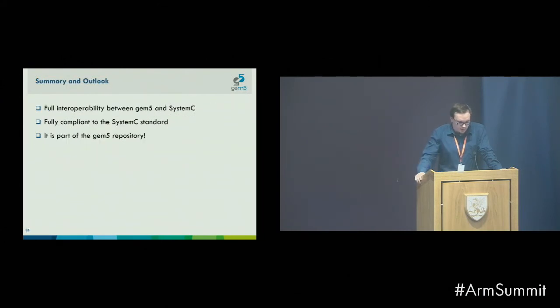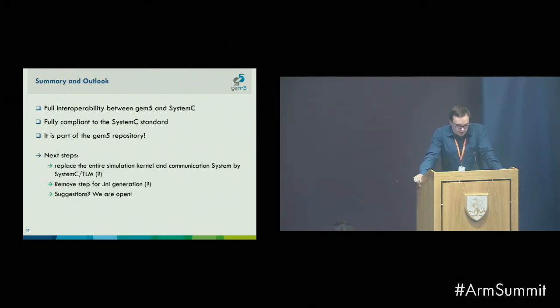Okay, so to summarize, we now have the full interoperability between GEM5 and System C, and we are fully compliant to the System C standard, and it's part of the repository. So there are some possible next steps. Some people talked to me already about whether it would be possible to change the simulation kernel of GEM5 completely to System C and replace everything, and also the connections to TLM. I think this might be possible, but it's not something that we can just do over the weekend or so.